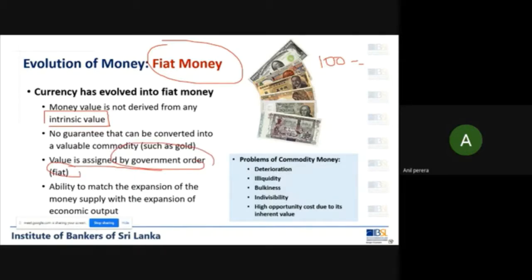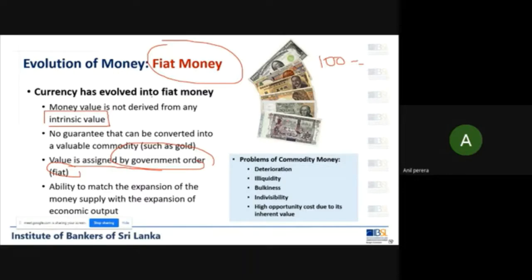This currency has become a kind of valuable piece of paper because the government has imposed its order. In Sri Lanka, the government has imposed its order by signing two responsible authorities, the finance minister and the central bank governor. Then it becomes accepted currency for the transaction. Right?